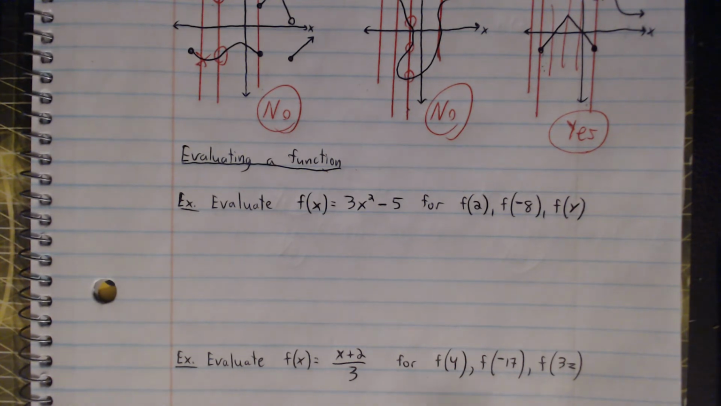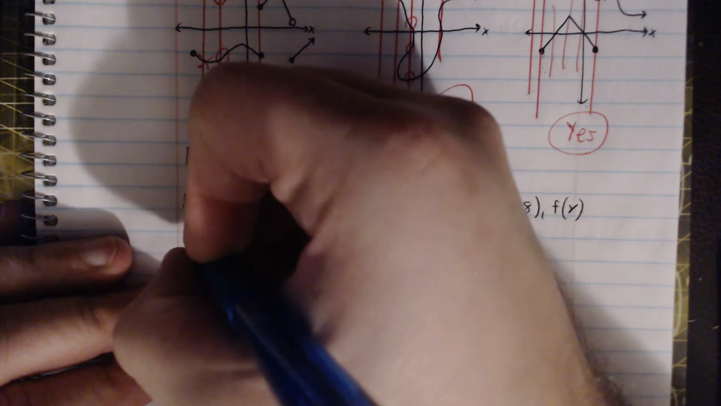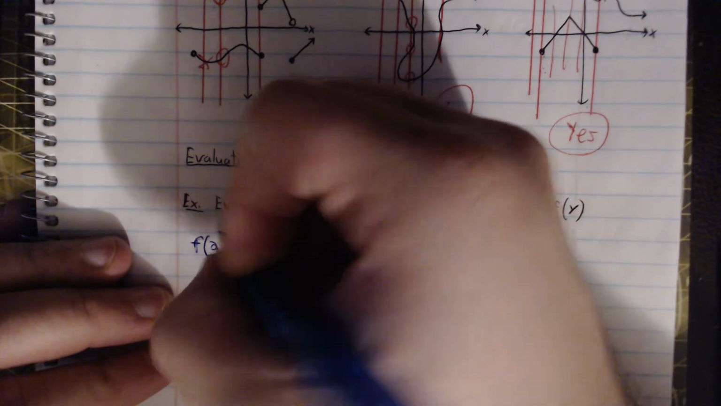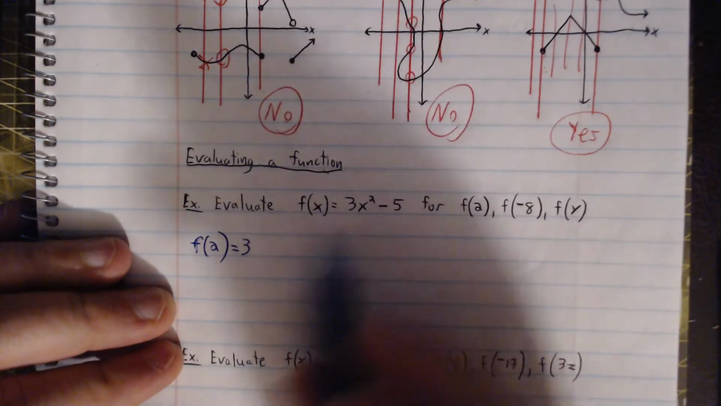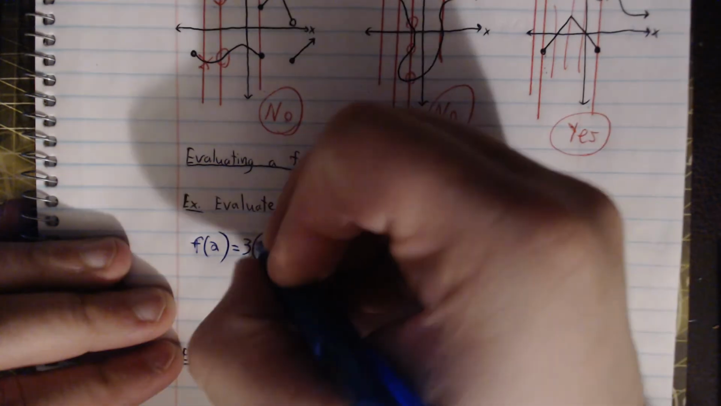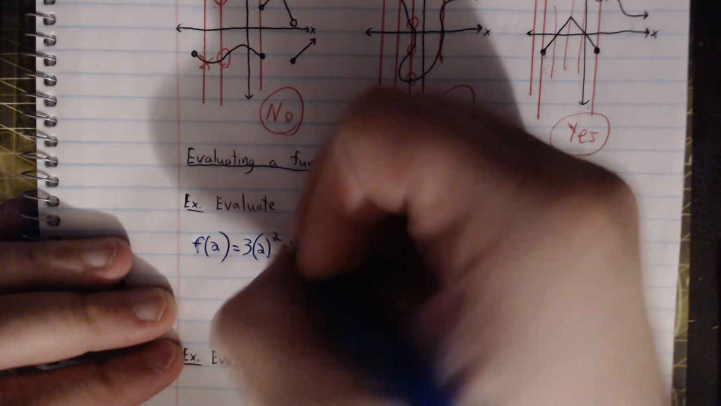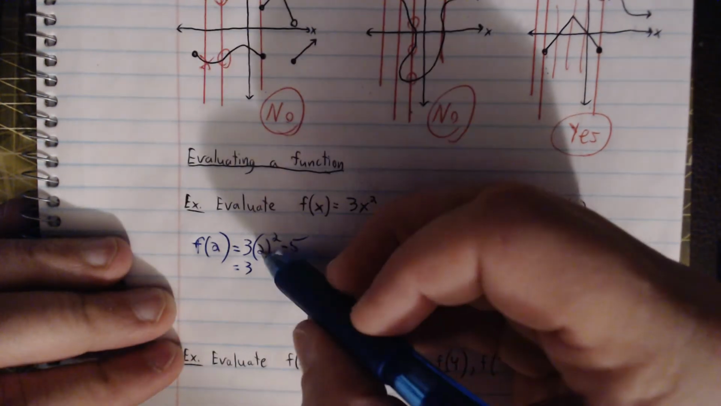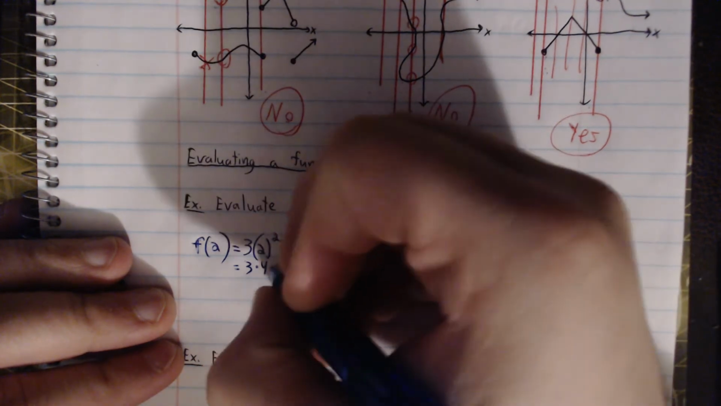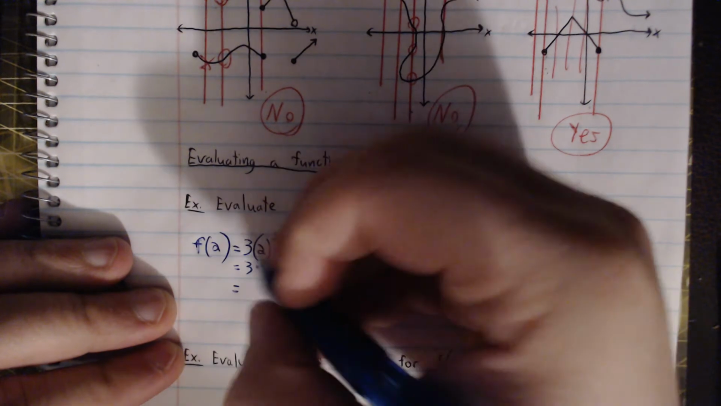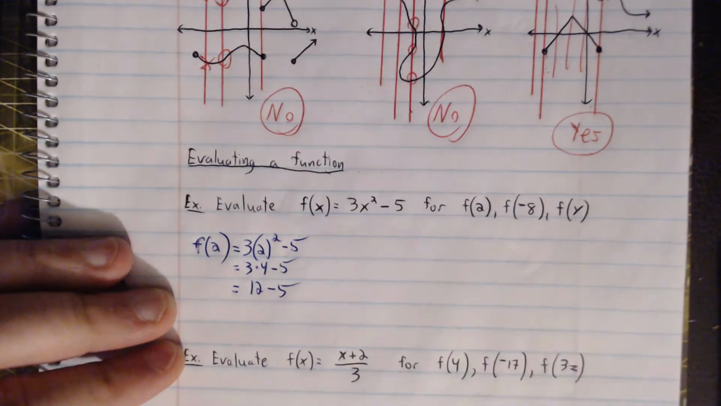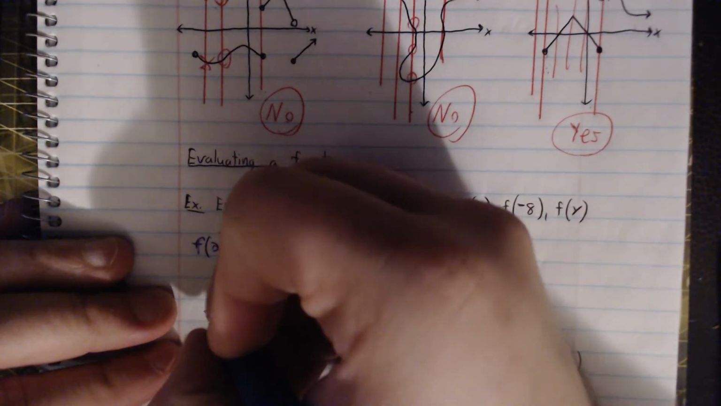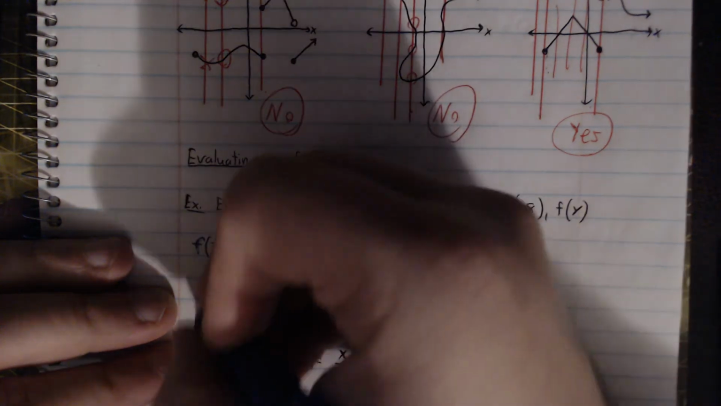First, let's evaluate at 2. So we have f of 2, and we usually write first what we're evaluating inside the parentheses. We know it's going to be 3 times 2 squared minus 5. Again, all I've done is substituted in what they asked. Alright, well that's equal to 3 times 2 squared would be 4 minus 5. 3 times 4 is 12 minus 5. 12 minus 5 is 7. So we would say in this problem f evaluated at 2 equals 7.